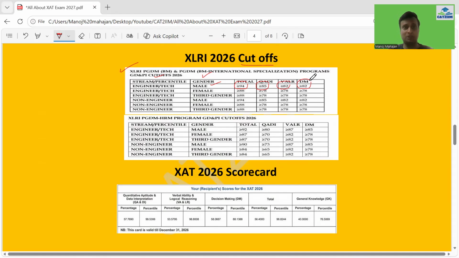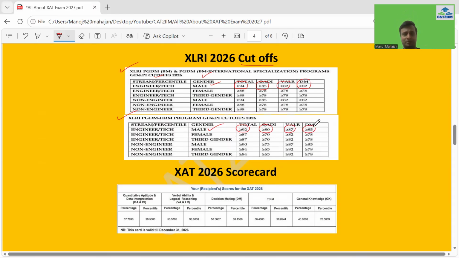So there is a well-known HRM program also at XLRI, which students do target. So you have a separate cutoff for that. If you look over here for engineer male, the overall was greater than or equal to 92. QADI, it was greater than or equal to 80. For VLR, it was greater than or equal to 87. And for DM, it was greater than or equal to 85.